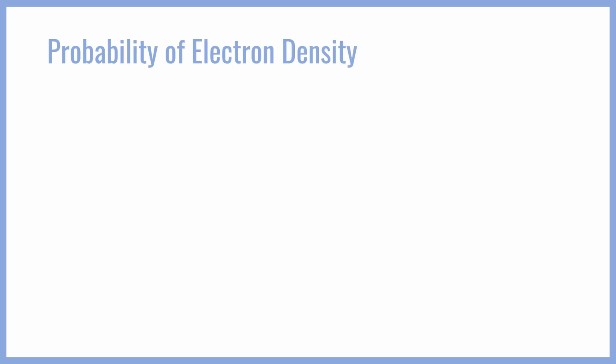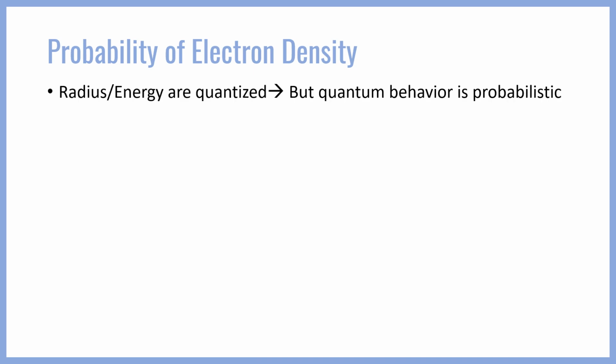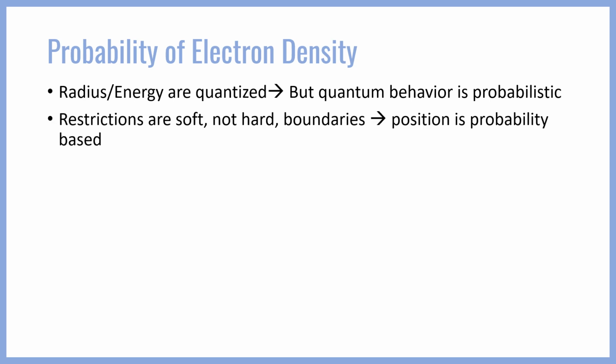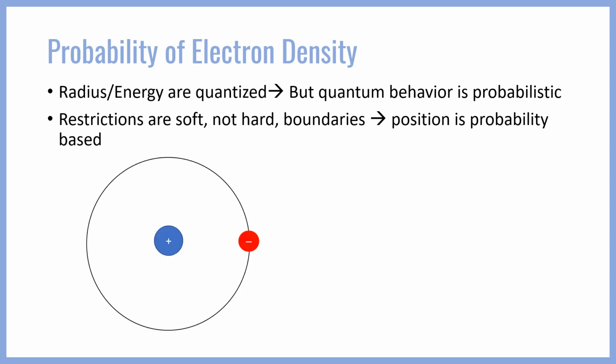Now, it's important to note that because electrons are quanta, their positions are probabilistic, meaning they do not actually have discrete radii or energy values, only averages and ranges. Another way to look at this is that the positional restrictions are soft. They are not hard boundaries. Rather, position is probability based, not discrete values. For example, consider an electron orbiting an atom at some radius r, which corresponds to, say, the n equals 1 energy level.